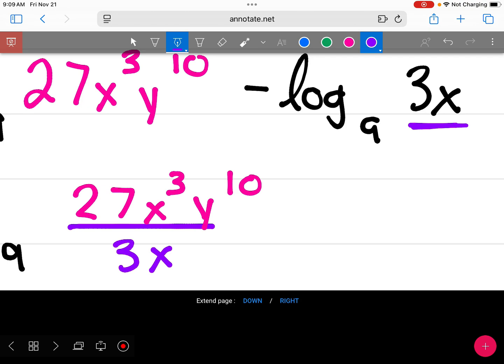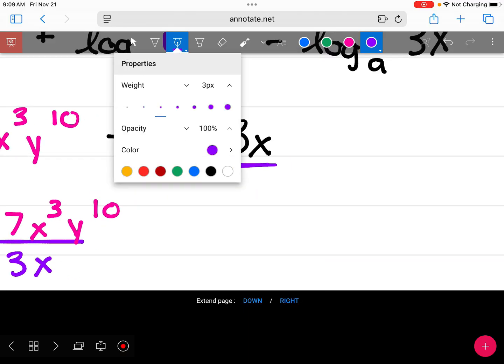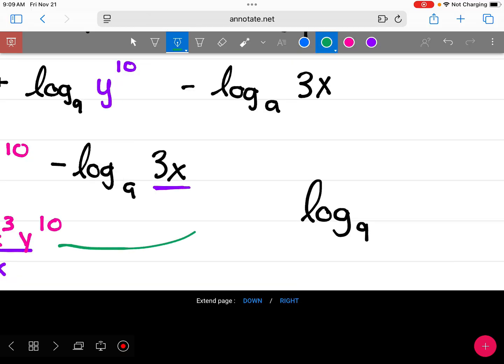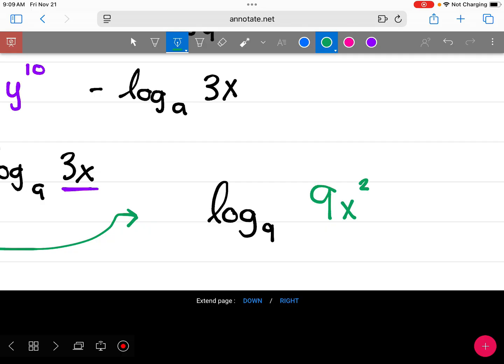Can we simplify that? Yes. So we got it down to one log, but then we can simplify, because we want this as simplified as we can get. It'll make our lives easier. So our log's not going to change. Log base 9. What will this simplify down to be? 9x squared y to the 10th, because the 27 divided by 3 and x cubed divided by x. The y's aren't changing. So if we have more than one of the same letter, we need to try and simplify it as much as possible.